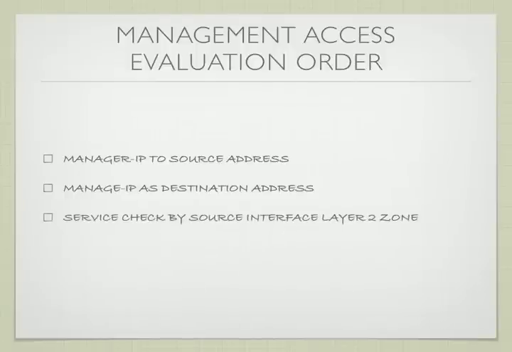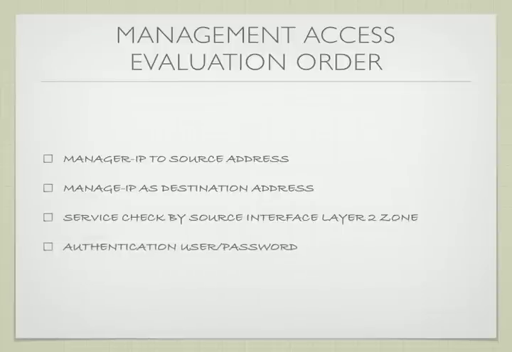Then the service check is third on the source interface in the layer 2 zone. So wherever that signal's coming in, it's in a valid manager IP source. It is coming to the destination address of the manage IP on the VLAN. Now it also has to be using a service that's allowed by the interface in the zone, not the destination interface VLAN 1, but the interface in the zone that's our ingress interface for this traffic.